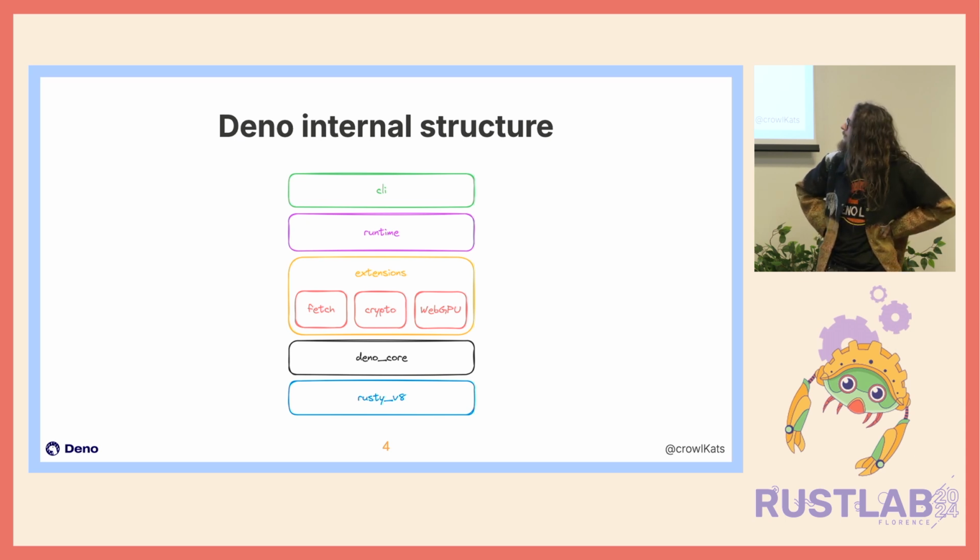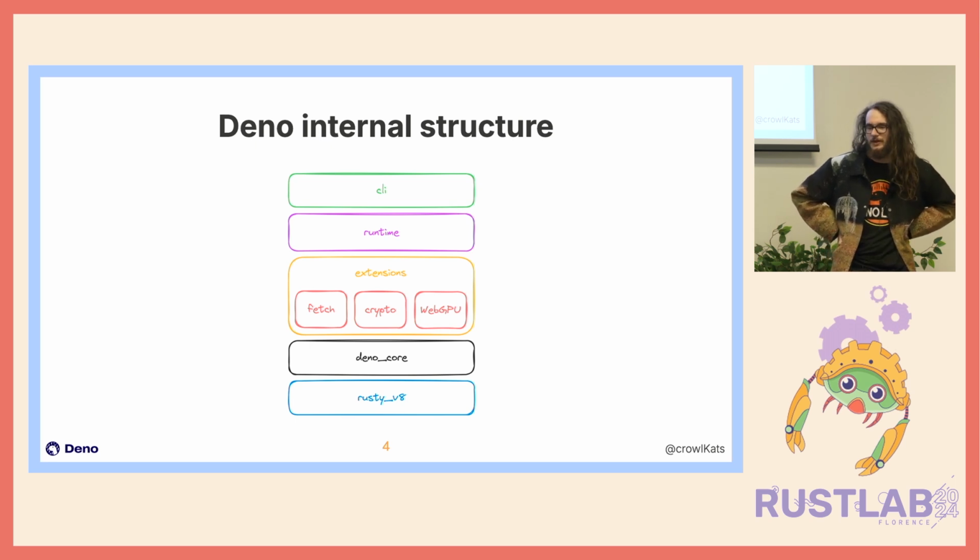Then extensions, that's like the different pieces of code or building blocks that you want to include in your project. So like you want a fetch API, just pull in the fetch extension. You want crypto, you want WebGPU, just pull in those extensions. We have a lot of extensions. We have probably about 20 extensions, mostly being web APIs, but also other things like FFI support or reading from file system, etc.